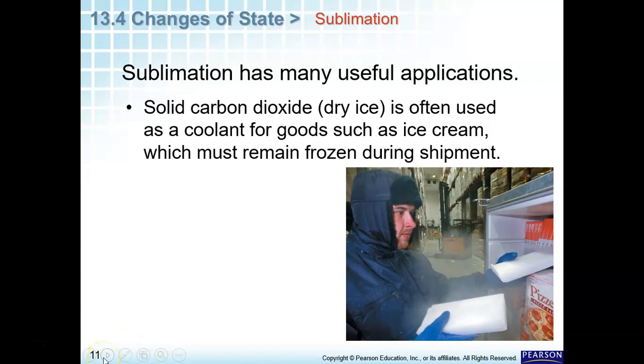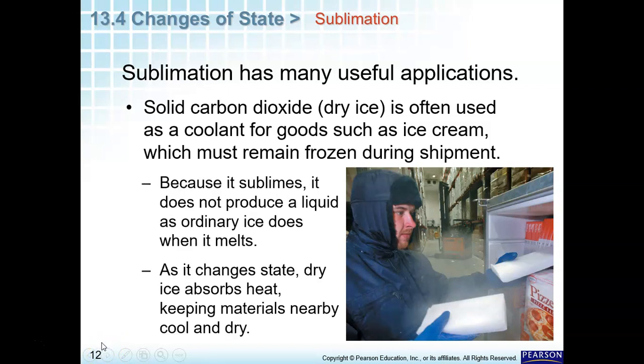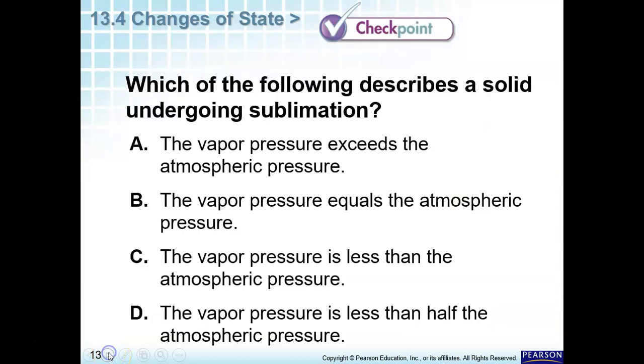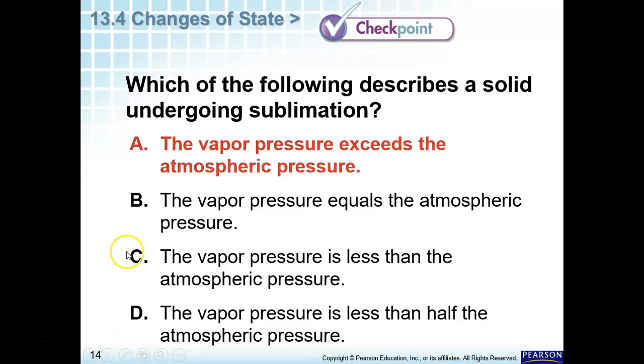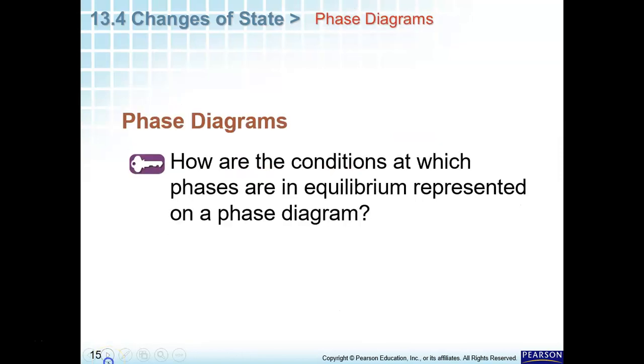So that's kind of the one you've probably seen if you're ordering different materials that are refrigerated, they might come with dry ice. Dry ice is also fun to play with. Because it sublimes, it doesn't produce a liquid as ordinary ice does, and as it changes state, the dry ice absorbs the heat, keeping the materials nearby nice and cool and dry. So that's why it's called dry ice. Water makes wet ice. So which of these describes a solid undergoing sublimation? Well, the answer is going to be A, where the vapor pressure exceeds the atmospheric pressure, then the substance would sublime or undergo sublimation.